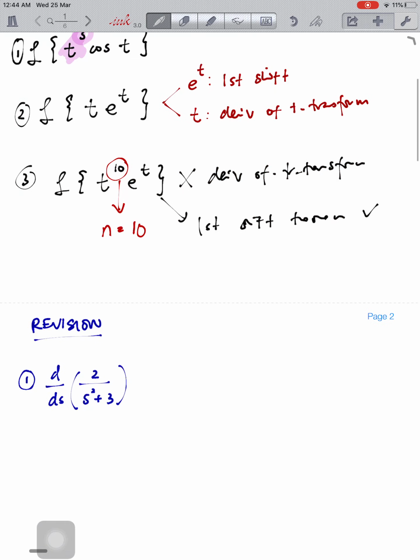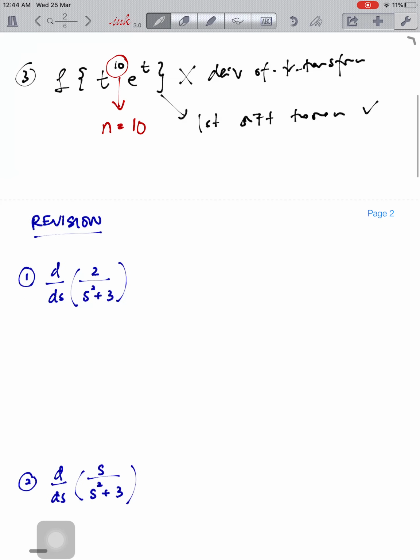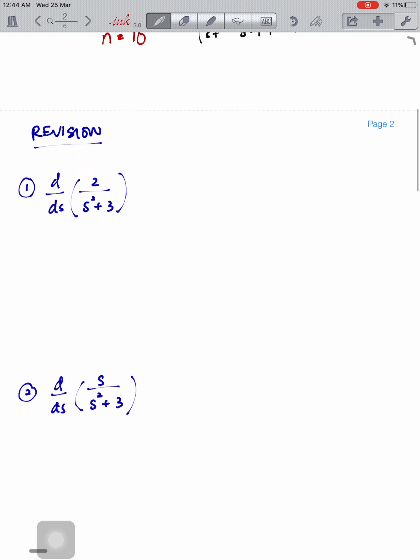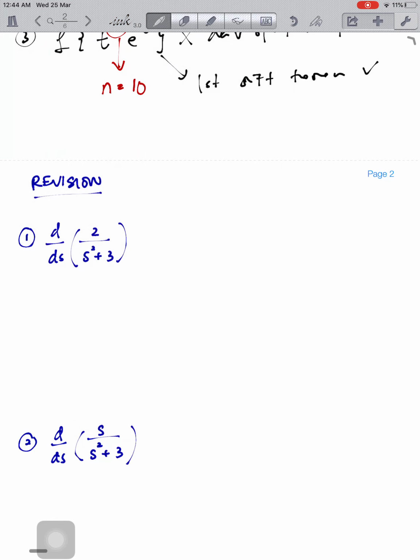Alright, so let's have a look at differentiation. Before we start, because there will be differentiation involved, let's revise a little bit of your differentiation, so that later you won't get stuck trying to differentiate when you come across the Laplace transform or derivative. Now I'm going to start with a very simple function: d over ds of 2 over s squared plus 3.